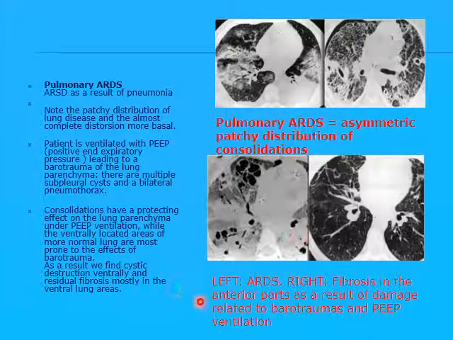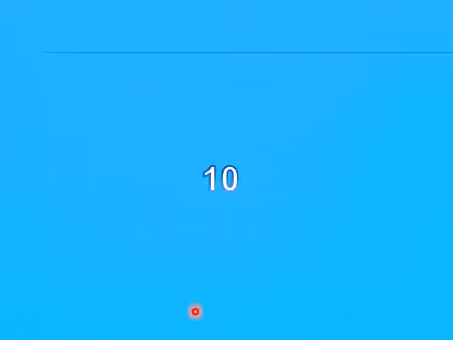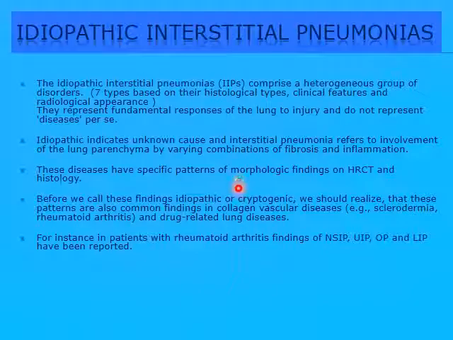Usually the posterior aspects of the lung are more protected than the anterior aspects from the barotrauma effect of the ventilation. Let us stop here, and in part 2 speak about an important large group of diseases called idiopathic interstitial pneumonias, which have multiple subtypes. Please take a break.